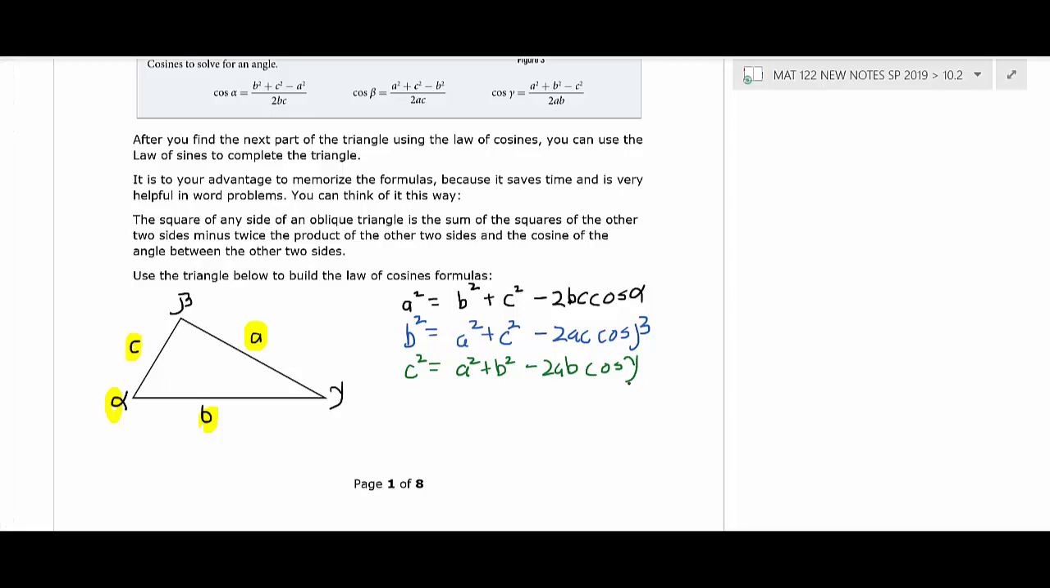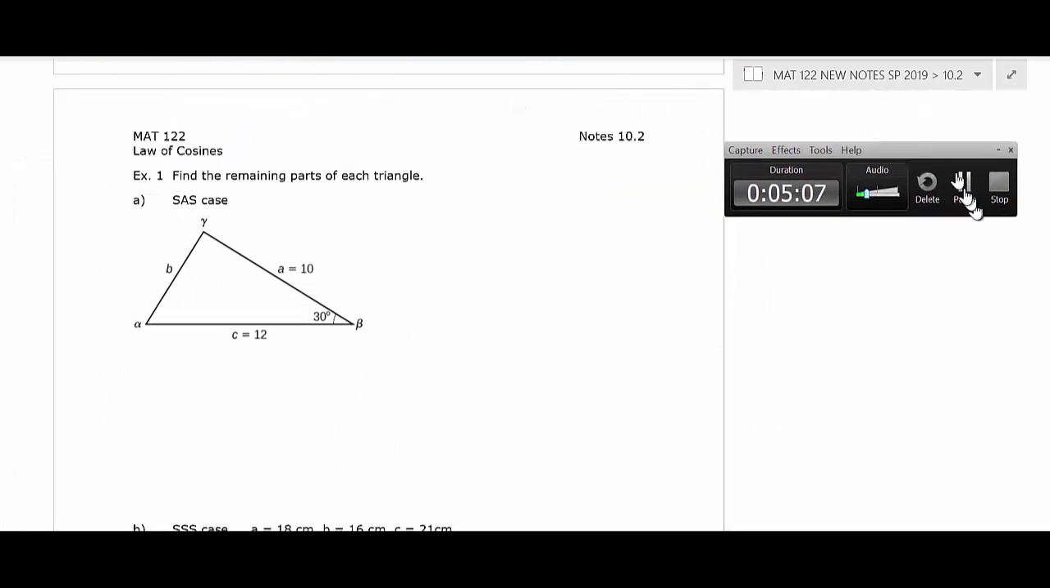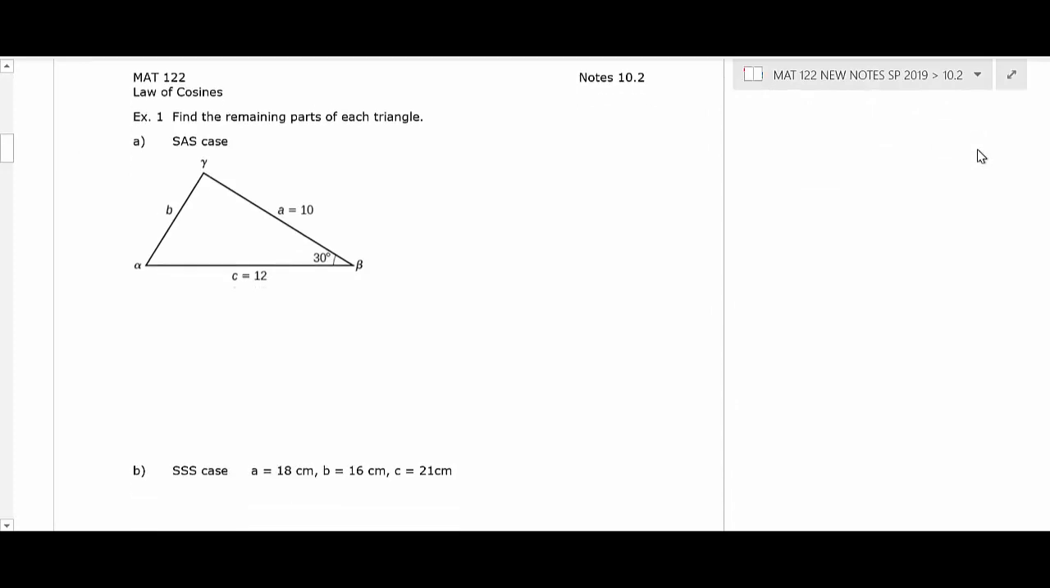So if you're given a side-angle-side or all three sides, that's when you have to use law of cosines. All right, going on to this next page, we're going to begin to look at the different cases. I'm going to do one of each case here. In this one, I'm going to show you how the side-angle-side case goes. We're going to find the remaining parts of this triangle. So in this problem we're going to need to find gamma, find alpha, and find side B.